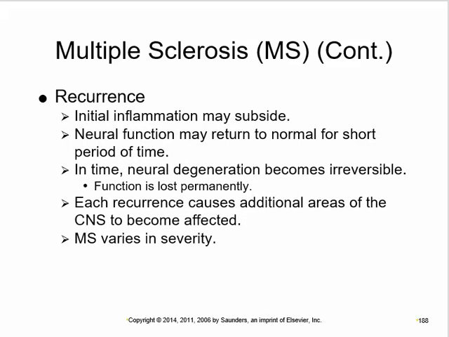Oftentimes this waxes and wanes. So the initial inflammation will subside, neural function will return to normal, and then inflammation comes back, and then there's some return. But it generally progresses that the neural degeneration becomes irreversible, and then that function is lost.